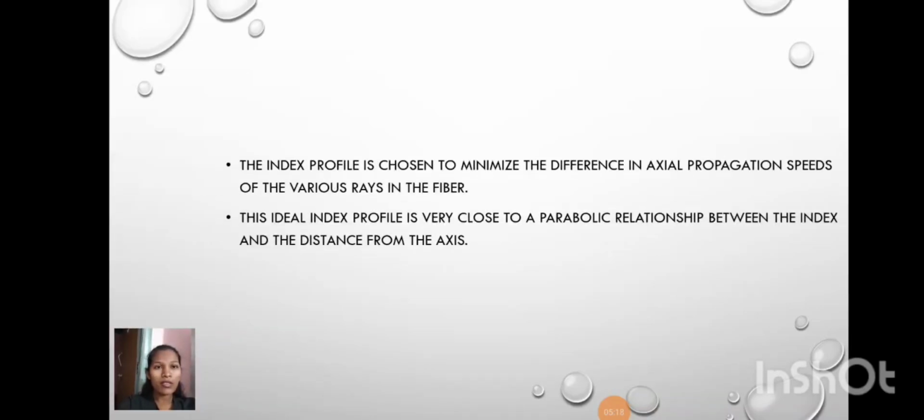The index profile is chosen to minimize the difference in axial propagation speeds of the various rays in the fiber. This ideal index profile is very close to the parabolic relationship between the index and the distance from the axis.